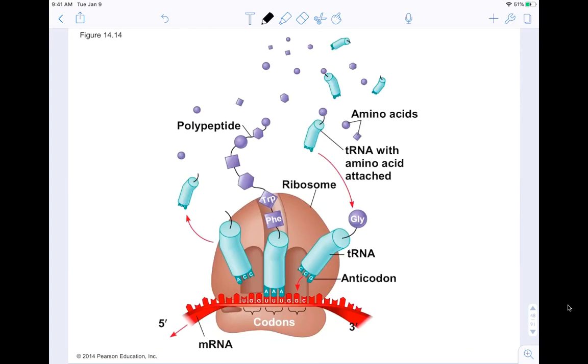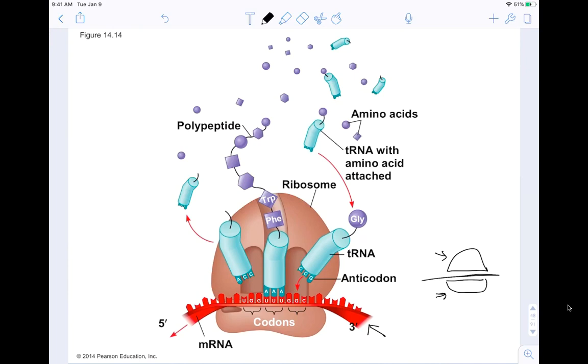Here's a picture of what this looks like. Kind of complicated. When I draw this, because I'm probably going to draw it later, I draw it kind of like a Krabby Patty. That's what it looks like. You've got a small subunit, a large subunit, and a space in between where you've got your mRNA that's being read, okay?